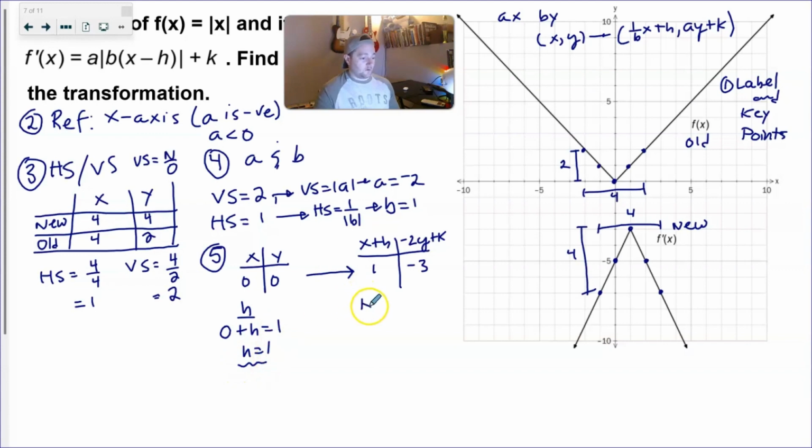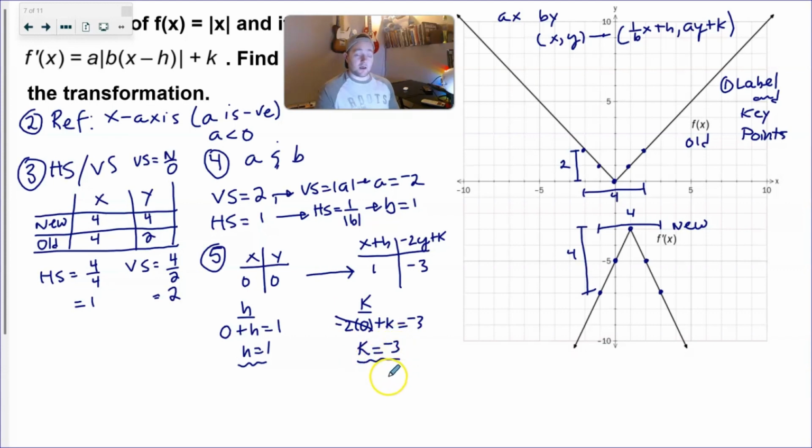And we get a little mini equation that we need to solve. This one is going to be negative 2. I put 0 into the mapping, so negative 2 times 0 plus k equals negative 3. This cancels out, and then I get k equals negative 3. And there it is. Those are my h and k values.